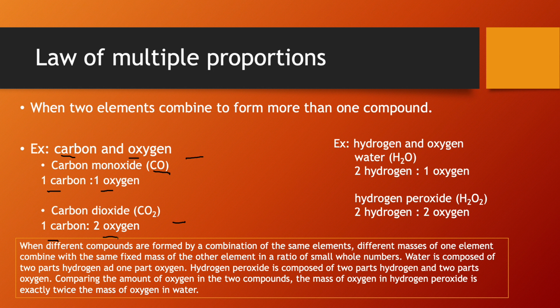Looking at hydrogen and oxygen, we know water is H2O, 2 hydrogens to 1 oxygen, a 2-to-1 ratio. Hydrogen peroxide is H2O2. That's 2 atoms of hydrogen to 2 atoms of oxygen. Multiple proportions, but the same elements.